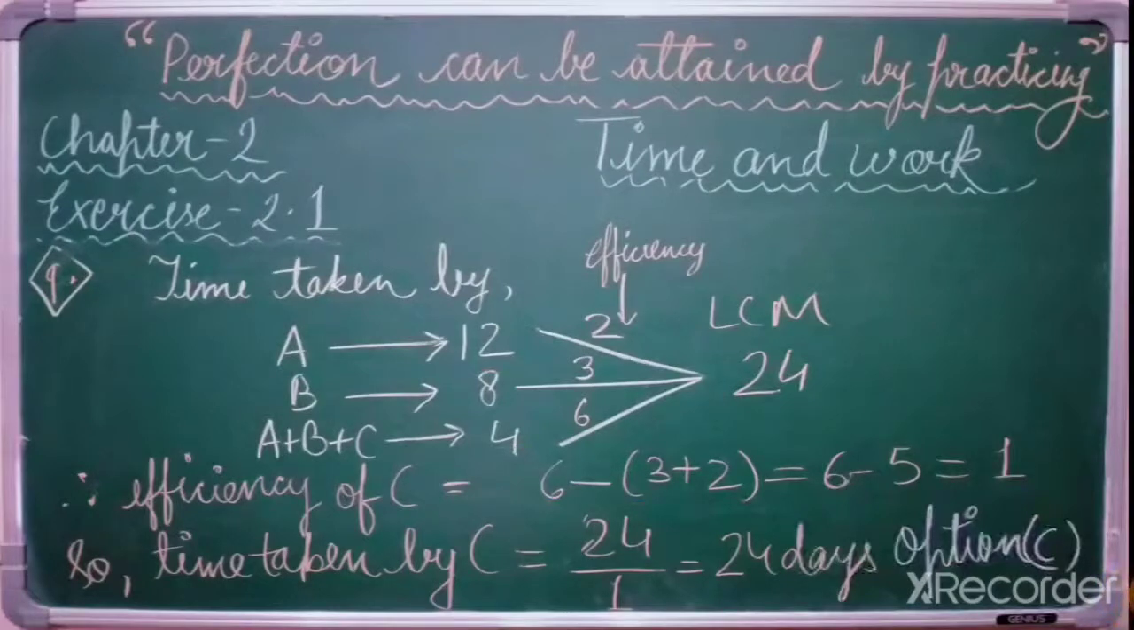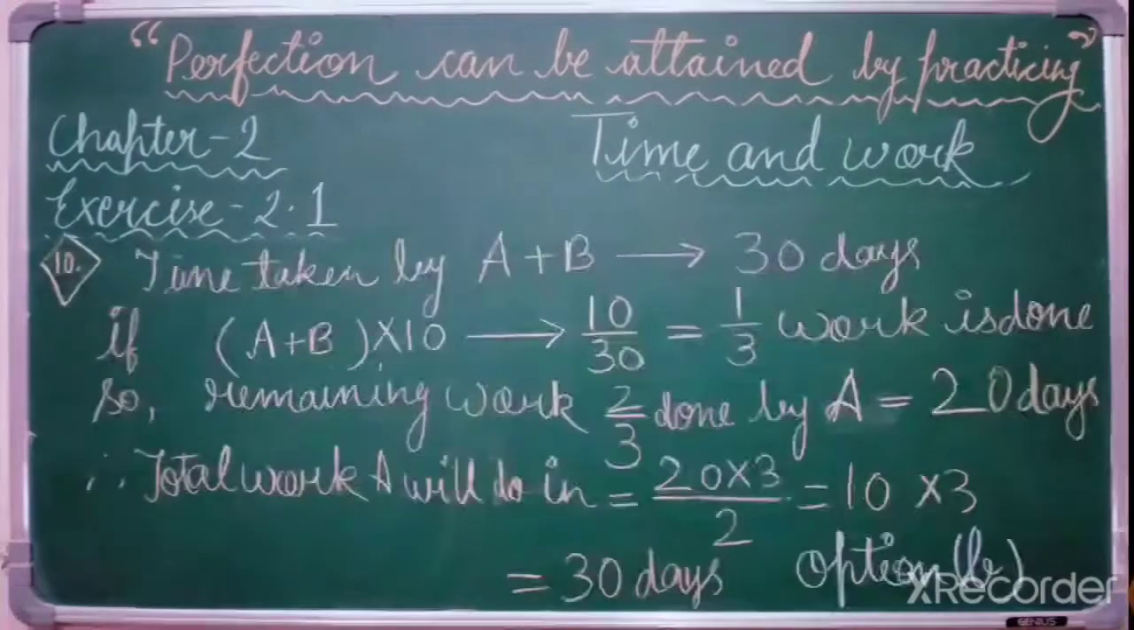So option C would be your correct answer. Moving to question number 10, that is, A and B can dig a canal in 30 days. They work for 10 days and then B left. It took 20 more days to complete the work by A. How long will A take to dig the canal on his own?